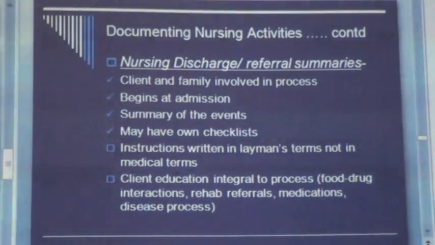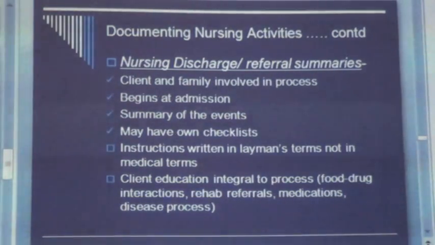Nursing discharge or referral summaries. Client and family are involved in the process from the very beginning, from the day of admission, and a summary of the events that occurred in the total time of hospitalization, and it may have its own checklist. That is what you have done or not done. If you have a checklist, you can easily identify what is done or not done. And instructions are written in layman's terms, not in medical terms, so that every person in the family can understand and can follow your order also.